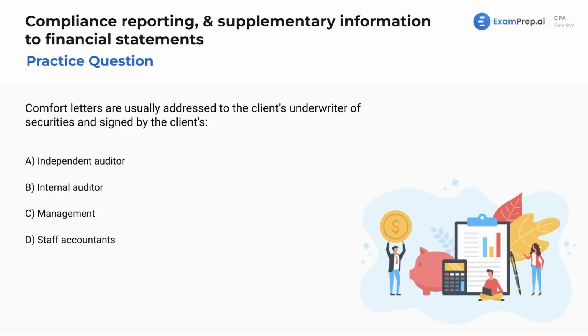All right, everyone. Here we are with some multiple choice questions on our compliance reporting, supplementary information, and we're starting off with a question on comfort letters. Now, comfort letters are usually addressed to the client's underwriter of securities and signed by the client's what?